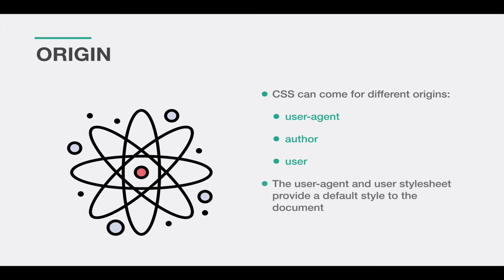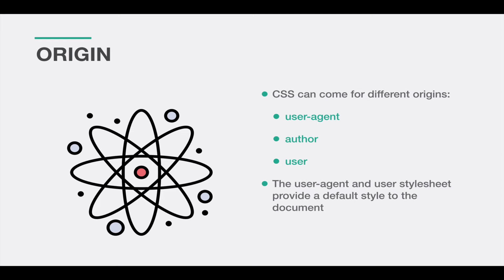Okay? So the user agent and the user style sheet provide a default style to the document. So they're applied first, and then the author is applied on top of that. So it can override both the user agent and the user. Now, with that said, if the important keyword is used, it goes in kind of a reverse order.